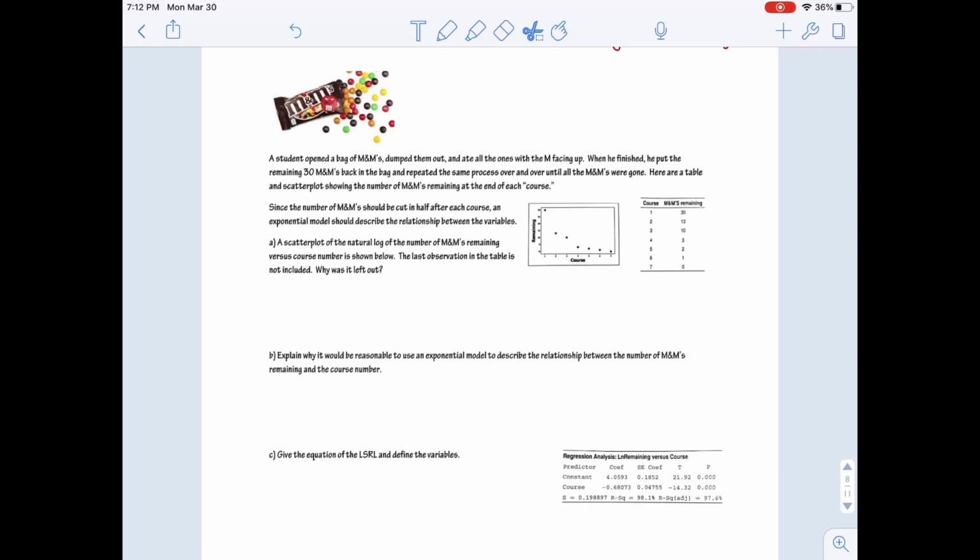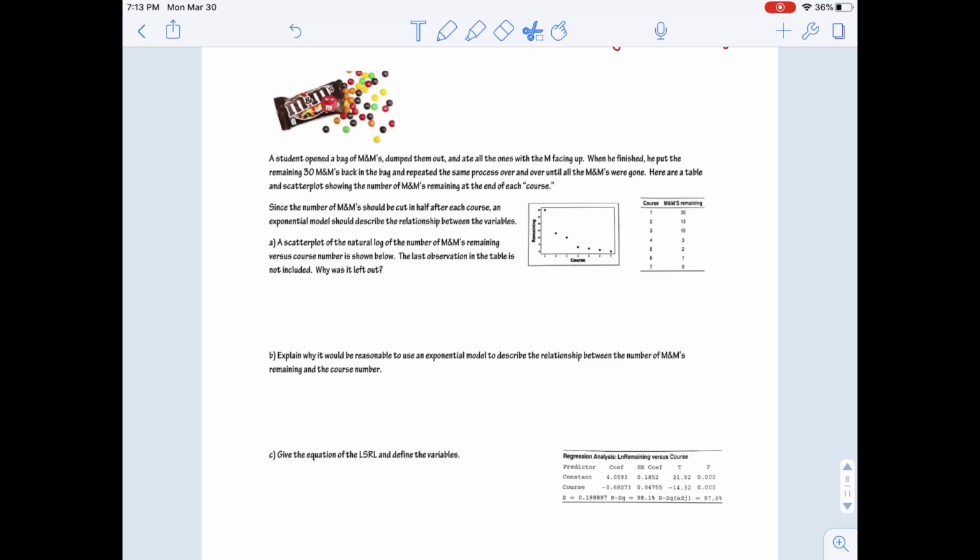After course 1, there was 30. Then on course 2, down to 13, then down to 10, 3, 2, 1. So obviously not a linear pattern there. So the whole point of this chapter, again, is to try to linearize or do a linearization of this so we can have a linear model that would help us predict the outcome. Since the number of M&Ms should be cut in half after each course, an exponential model should describe the relationship between the variables. A scatter plot, the natural log of the M&Ms remaining versus the course number is shown below. The last observation in the table is not included. Why is it left out?